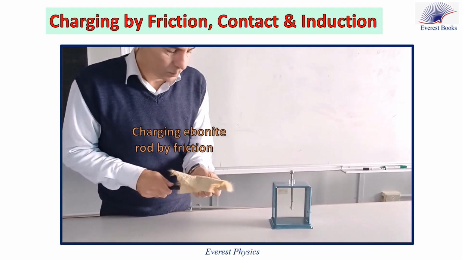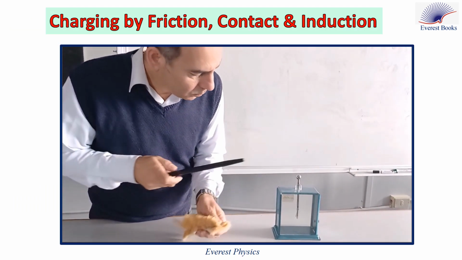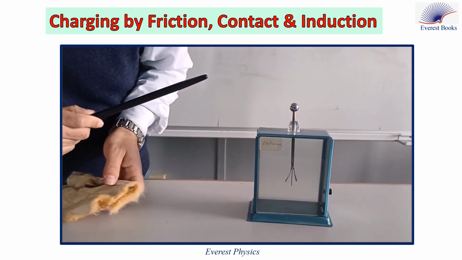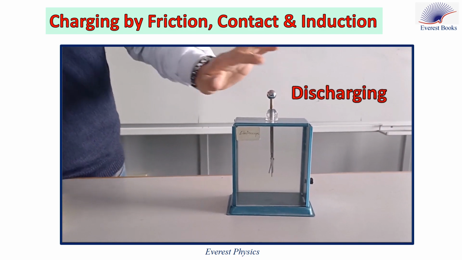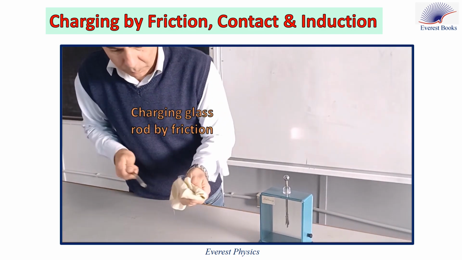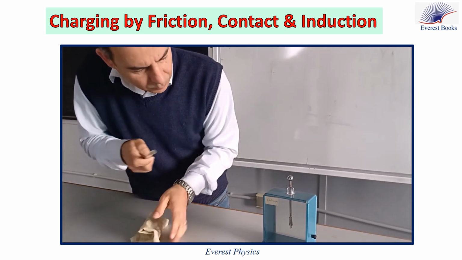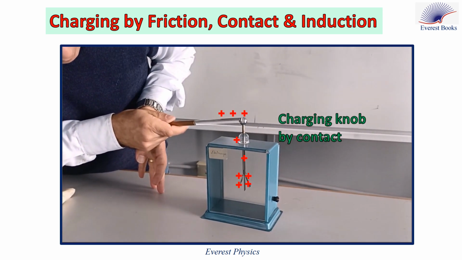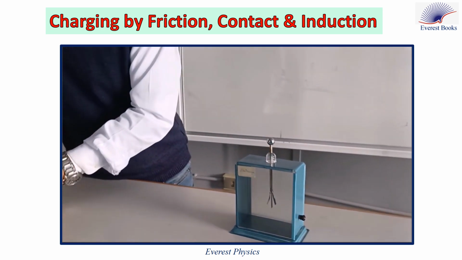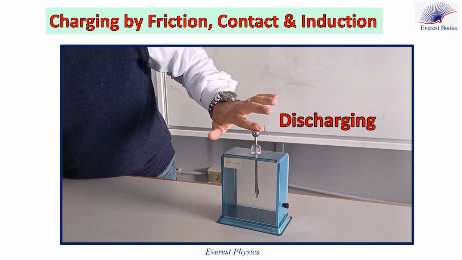Let's observe the three ways of charging in one experiment. The negatively charged ebonite rod is brought in contact with the electroscope, which becomes negatively charged. Touch the electroscope to discharge it. Now, the glass rod becomes positively charged by friction. It is brought in contact with the electroscope, which becomes positively charged by contact. Touch the electroscope to discharge it.